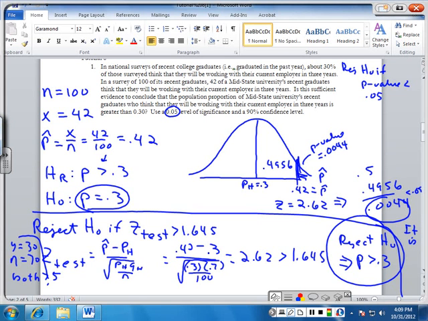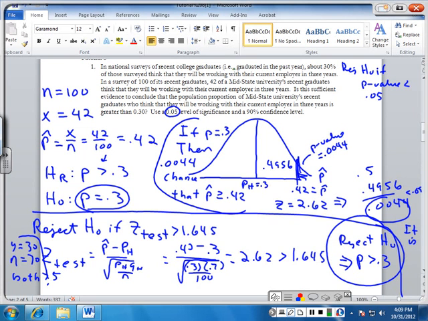So then we would have our if-then statement. If p is equal to 0.3, then a 0.0044 chance that our statistic p hat is greater than or equal to 0.42. So there's your if-then statement, which again is just a sentence that describes the sampling distribution that we have here.